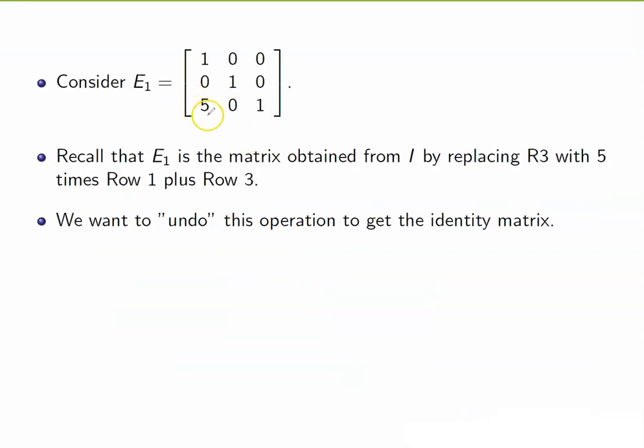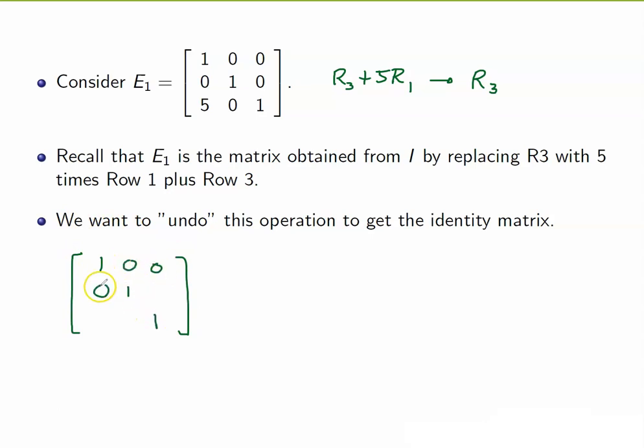Let us go back again to our elementary matrix E1. E1 is the matrix obtained from I by replacing row 3 with row 3 plus 5 times row 1. We want to undo this operation to get the identity matrix. What do I mean by that? Remember that we started with the identity matrix, and then we performed this row operation on the identity matrix to get E1.